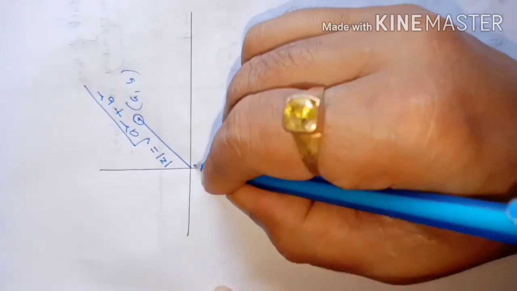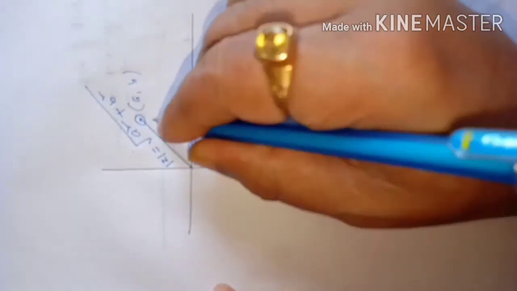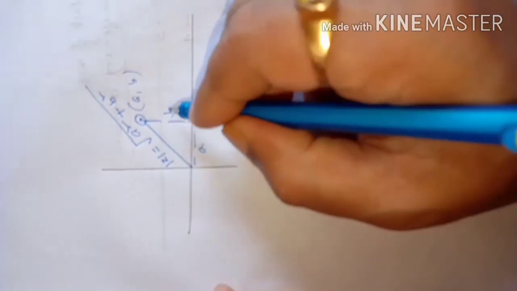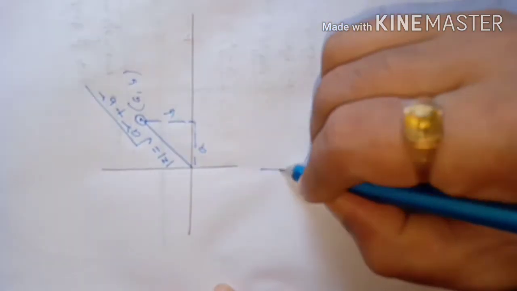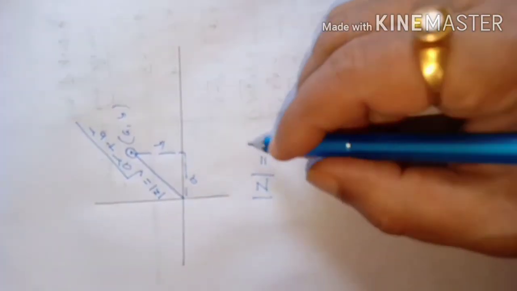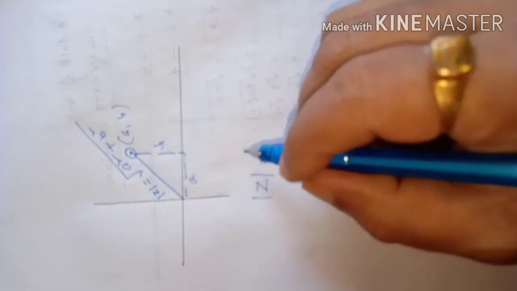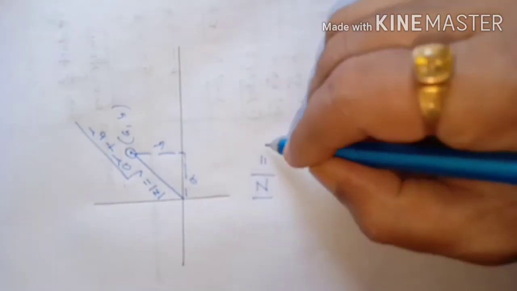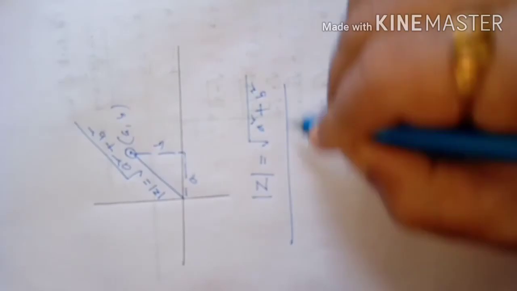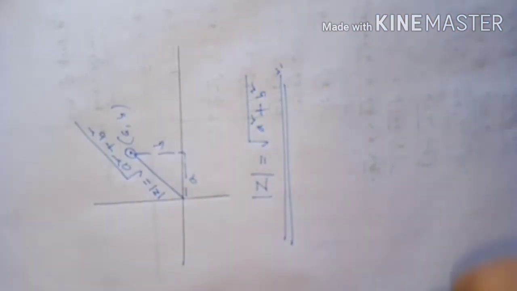So this distance is a, this distance is b: the horizontal distance is a, the vertical distance is b. Whenever you write it like this, you will understand that you are talking about the absolute value or modulus of the complex number, which is the distance of the complex number from the origin. That is the square root of a square plus b square. Okay, dear students, try to remember these facts.